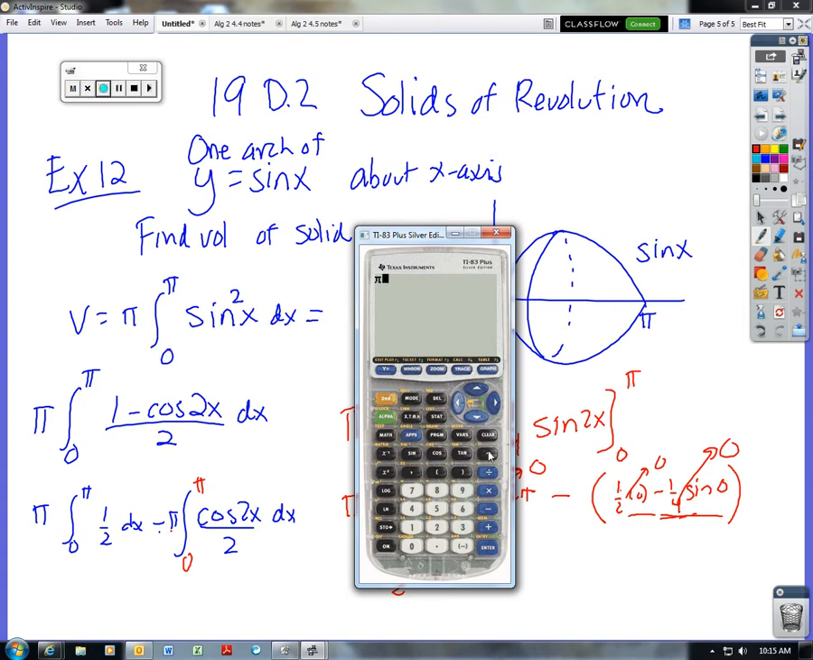Pi, Fn, math 9, and I've got sine squared, sine of x, close, and then squared, so that's how you enter sine squared, comma, x, comma, 0, comma, second pi. And I'm of course going to get a decimal.